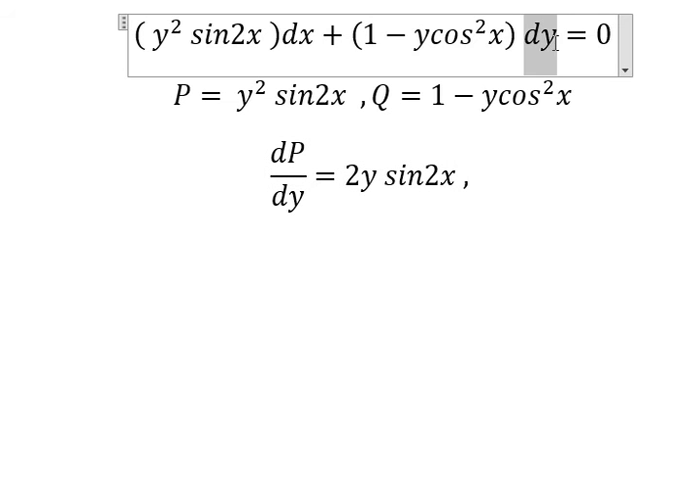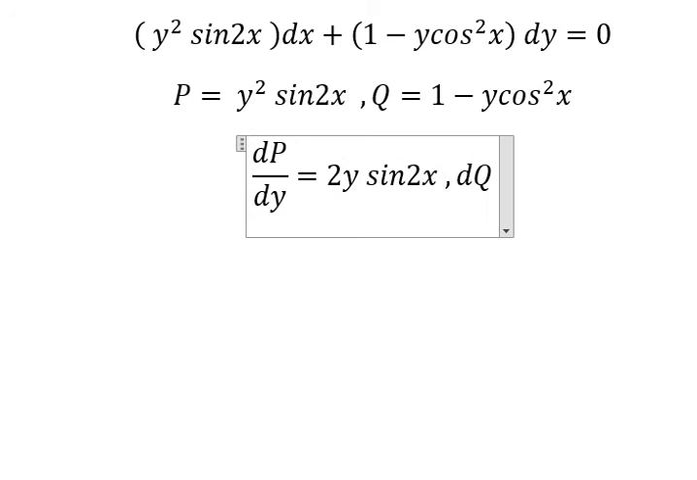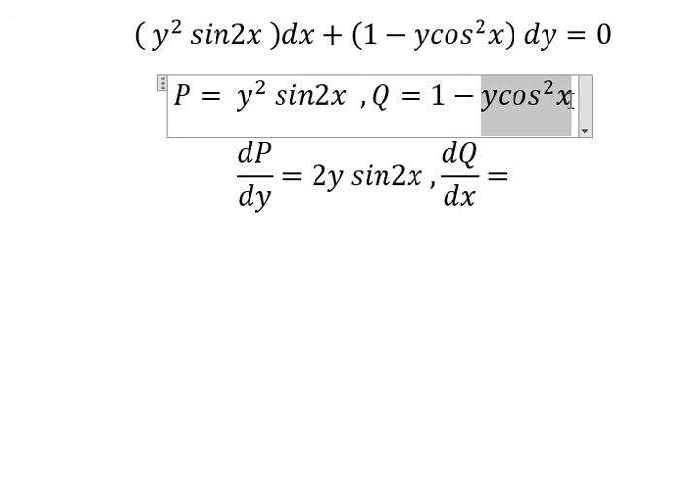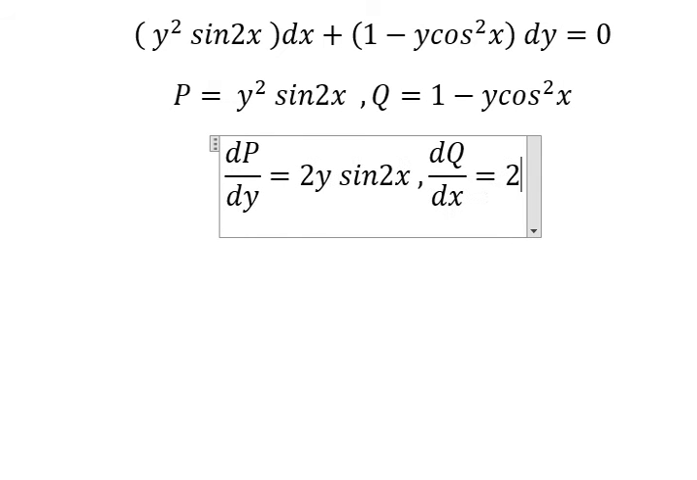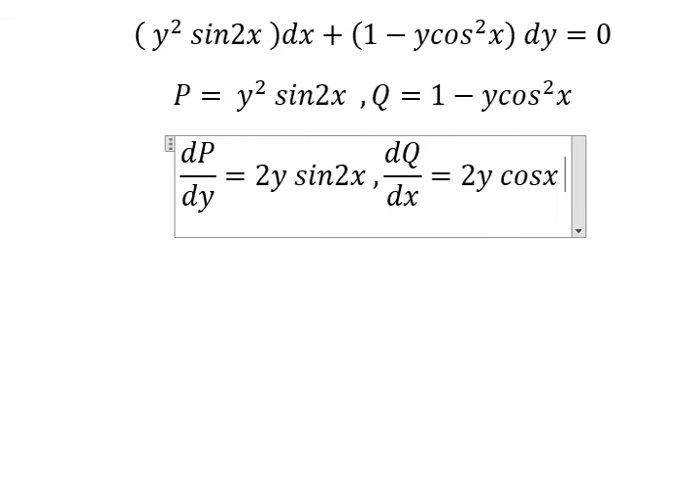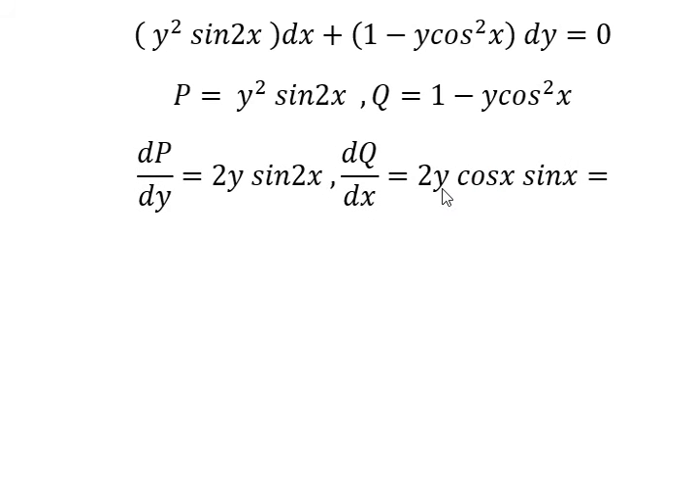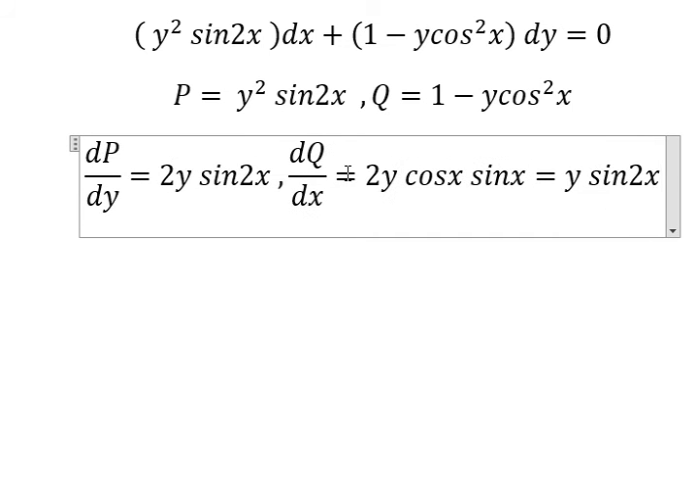So we have dy. That means we need to do first the derivative of q with respect to s. So we just have only this one in here. And now we have positive 2y cosine s sin s. And we know that 2 cosine s sin s we have y sin 2s. And we see that this one and this one, they are not the same.